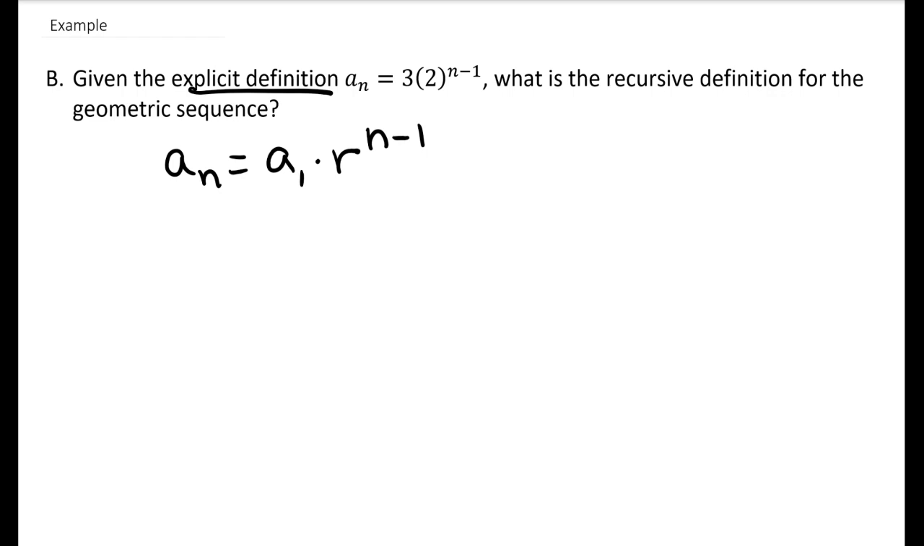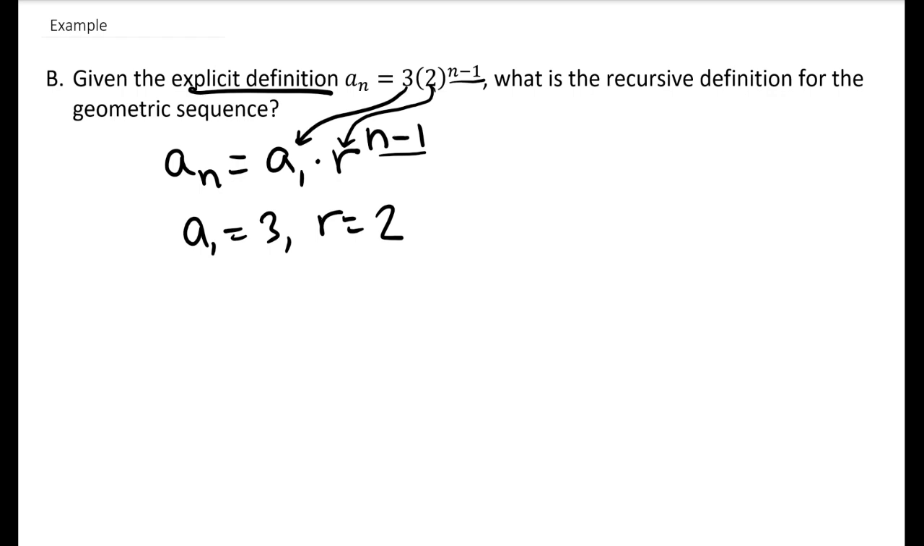So now we know what the explicit definition looks like, so we can go ahead and compare stuff. So we know that 3 is equal to a1. Clearly, we can see that from the form. And then we have r. We have the n minus 1, of course. And then we can tell that r is equal to 2. So we have a1 is 3, and r is 2.